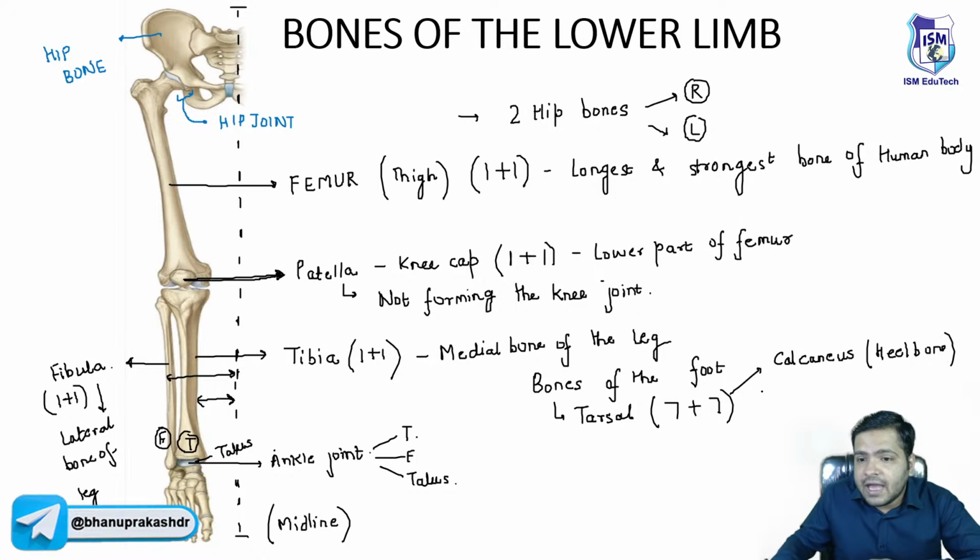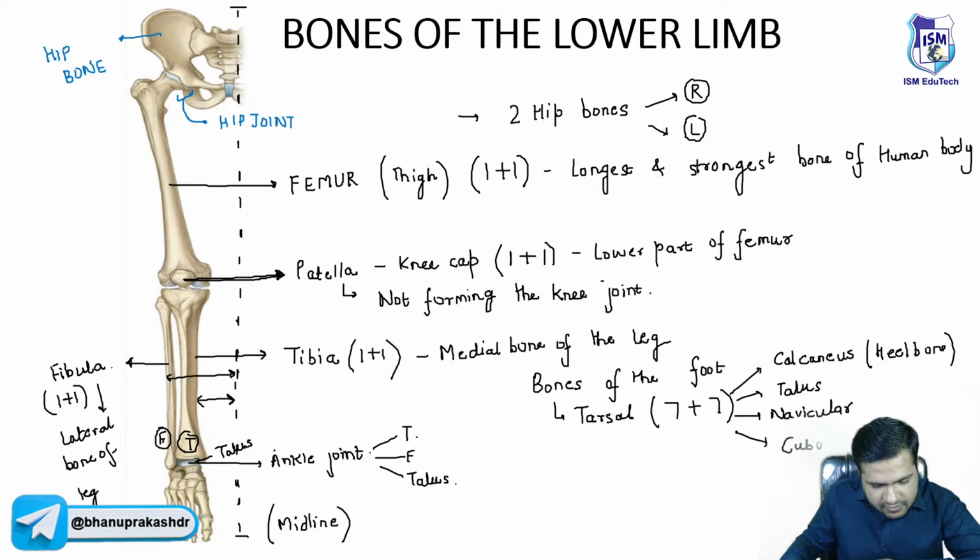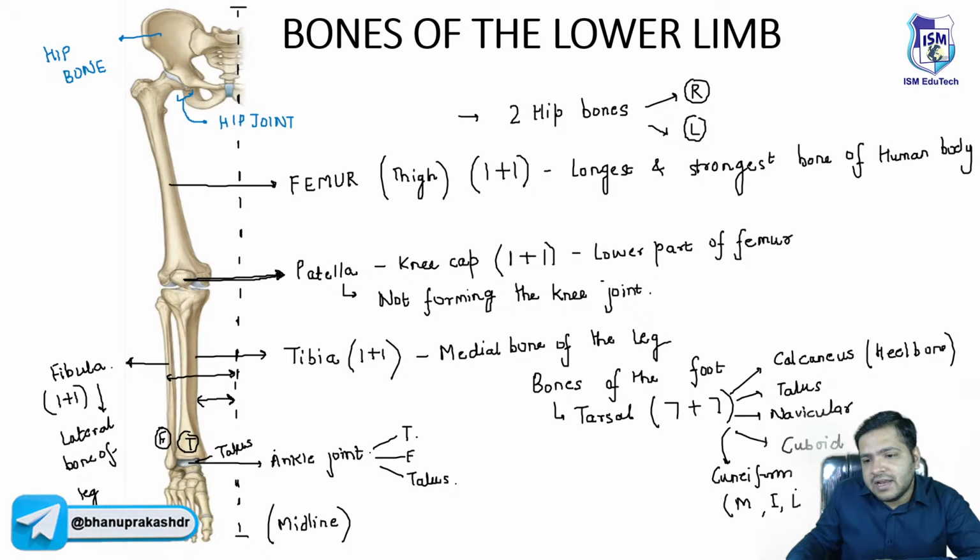We have the talus, the navicular bone, the cuboid bone, and the cuneiform. And this cuneiform is medial, intermediate and lateral. So we have 7, right? I hope the bones of the foot are clear.